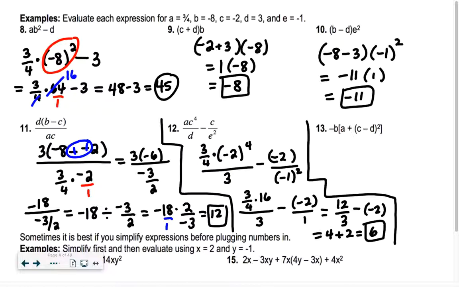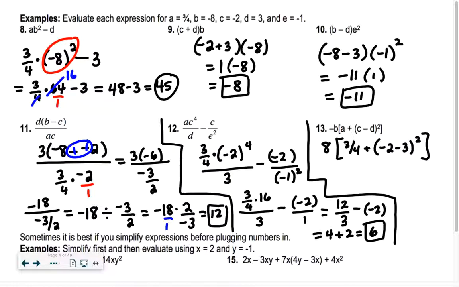All right, so the next one. So I have -b, so -8 is 8. I have a is 3/4 plus c minus d is -2 minus 3, and then squared. So we're going to do one thing at a time. So this involves some fractions. So let's start with the -2 minus 3.